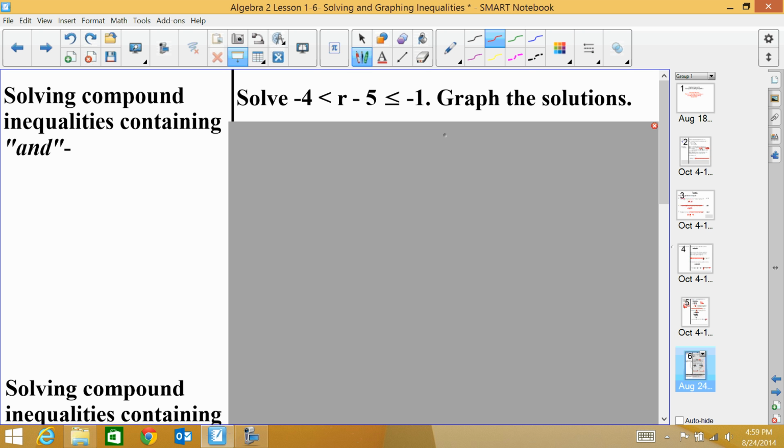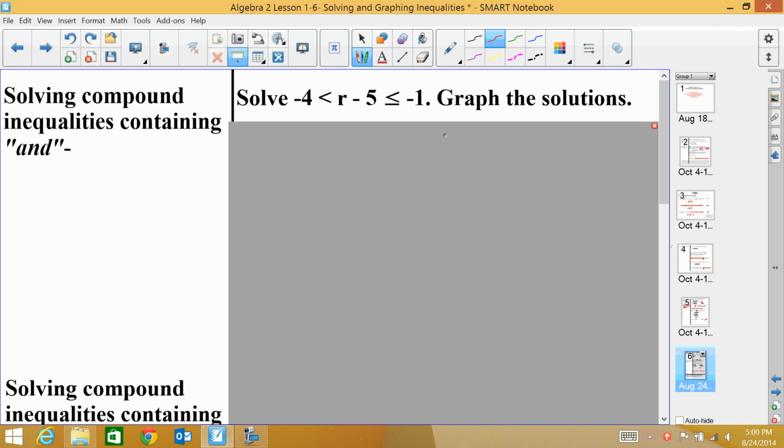All right, one more page and then we're finished. The last thing we have is solving compound inequalities. And it says containing and. Now, and means when they're connected together. So this reads like negative 4 is less than r minus 5, and r minus 5 is less than or equal to negative 1. So we have two symbols in our inequality, which is why it's called a compound inequality. So really, you have two different inequalities here.